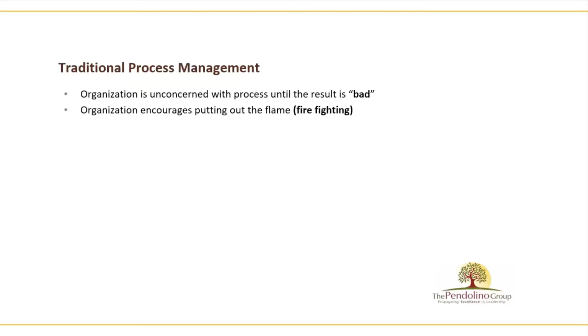Now, let's go ahead and take a look at two perspectives on process management and some of the terms and terminology that will pop up in this space. So if you're working with an organization that has a very traditional process management approach, some of the things that you will quickly come across here is that you're going to be hearing things like, if it's not broken, don't fix it, okay? In other words, the organization really doesn't care about the process until the result is bad, right? So you're going to start hearing some things like this.